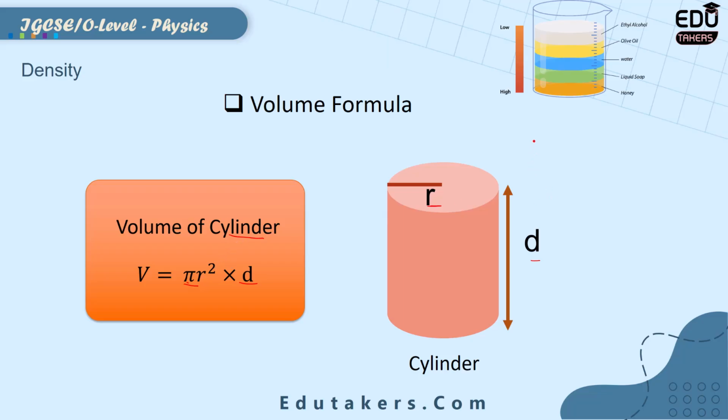If I ask you a question, suppose that there is a cylinder whose radius is 0.2 meter and its side length is given as 6 meter. Then you need to find out the density for that cylinder if the mass of the cylinder is 20 kilogram. You need to solve this question and it's basically for your practice.